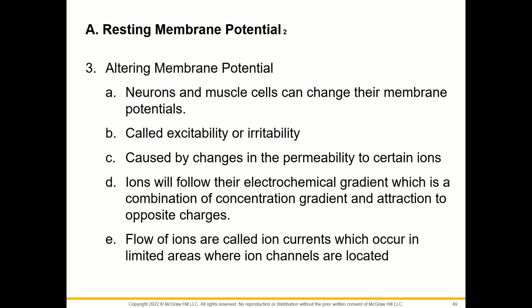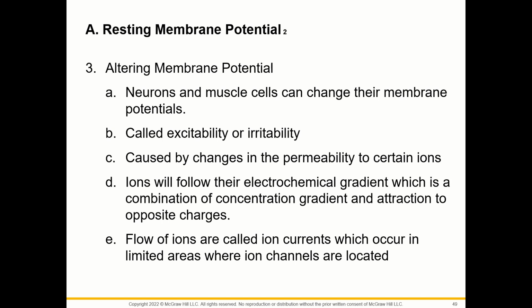Here's what can happen. We can alter the membrane potential. So neurons and muscle cells can change their membrane potential because of this unequal distribution of ions. And this is called excitability or irritability. And it's caused by the changes in the permeability to certain ions. And ions will follow their electrochemical gradient, which is a combination of concentration gradient and an attraction to opposite charges. And we want to keep that from becoming equal.